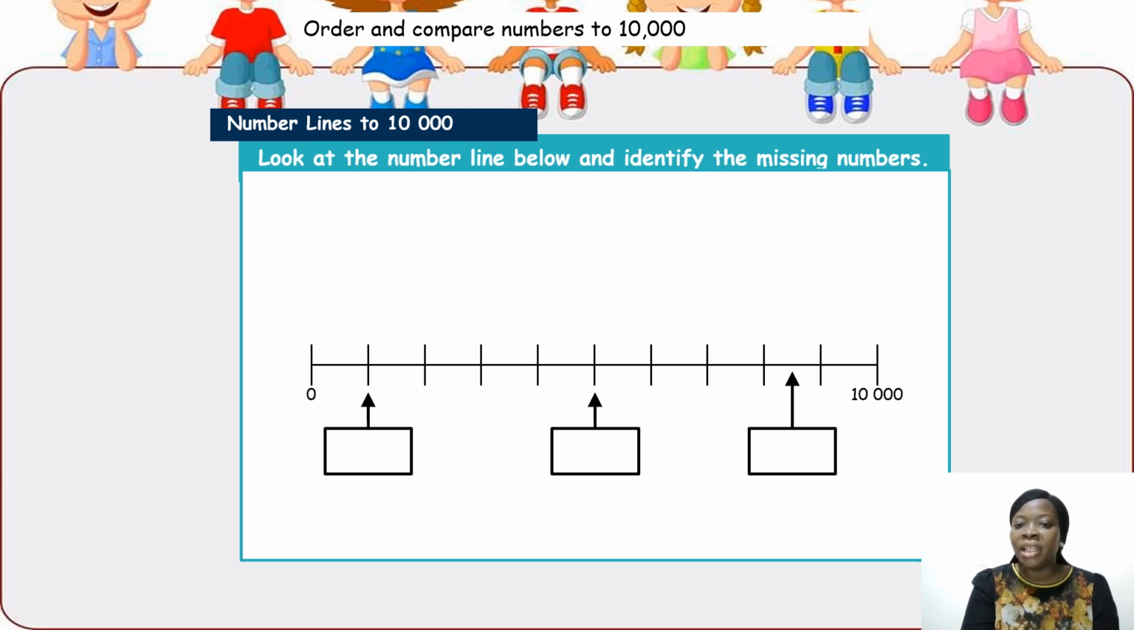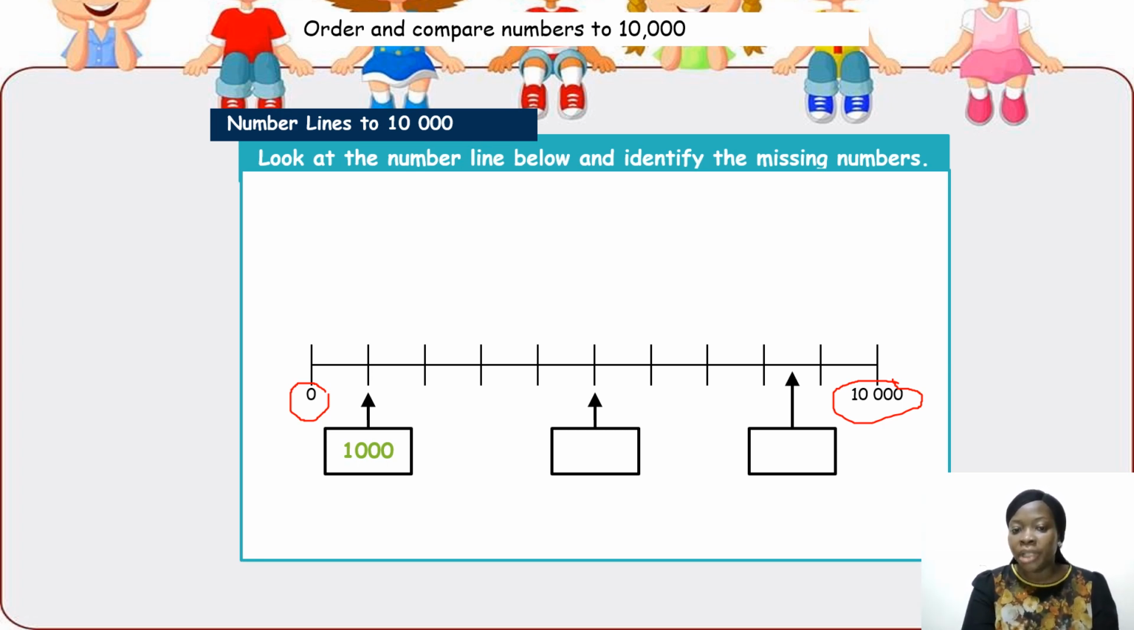Now let's look at ordering and comparing numbers to 10,000. Look at the number line below and identify the missing numbers. So when we are ordering numbers to 10,000, the first point we need to note is what is the start point number and what is the end point number. The end point number is always 10,000. The start point is sometimes 0 and sometimes other numbers. Now, when we know the start point and the end point, then we need to figure out what number we are counting in on the number line.